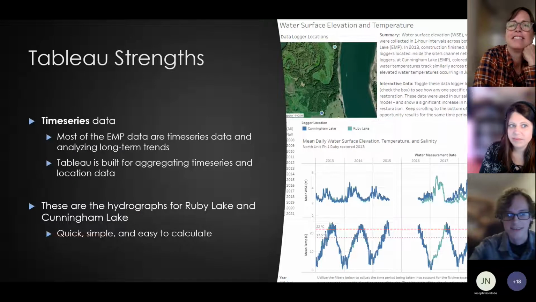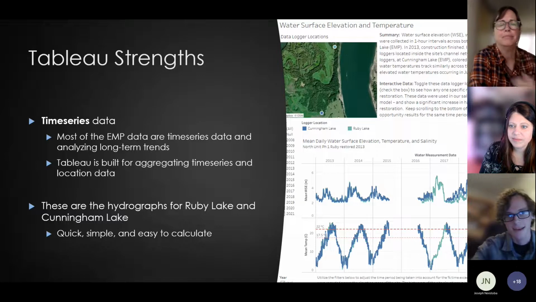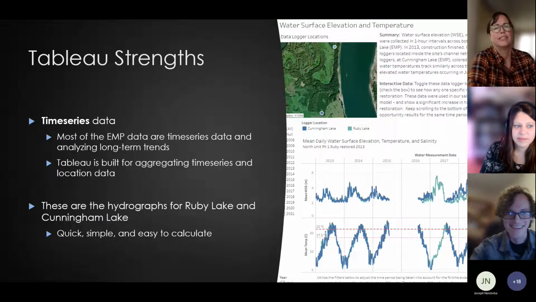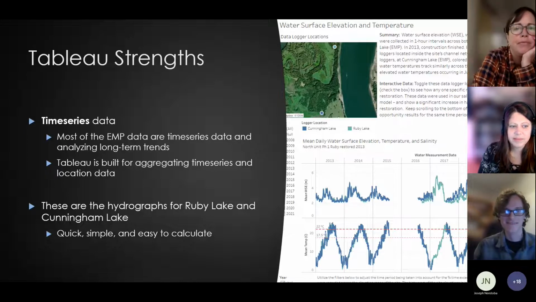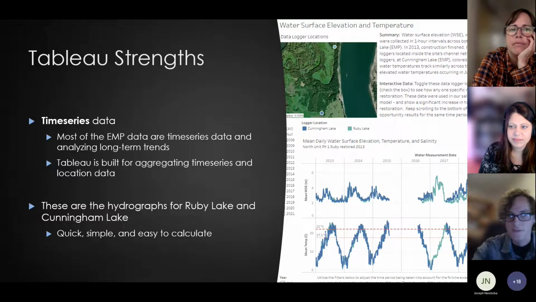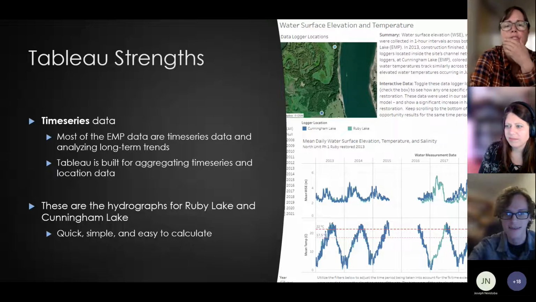So Tableau particularly excels with time series data and geolocated data. All of the EMP data, to my knowledge, is basically time series data as we're looking at long-term status and trends. So it really is phenomenal for aggregating those time series and comparing them across different statistics and all of that. These are the hydrographs for Ruby Lake and Cunningham Lake, which are two action effectiveness monitoring sites, and it was very quick and simple to calculate.